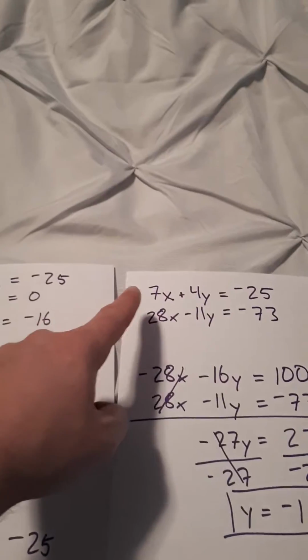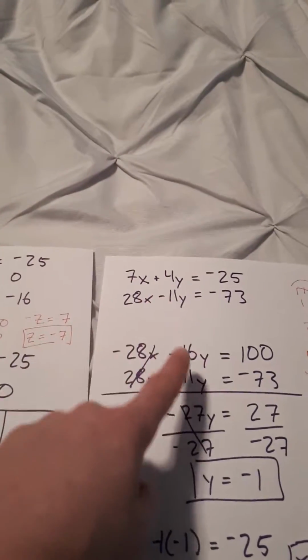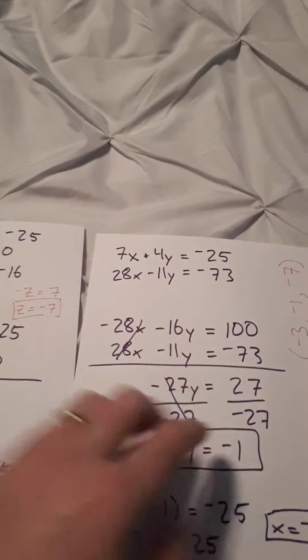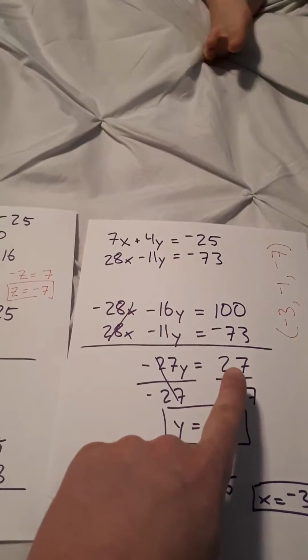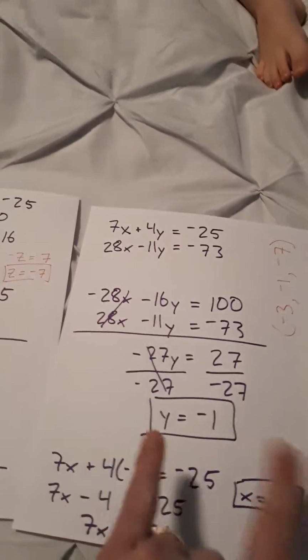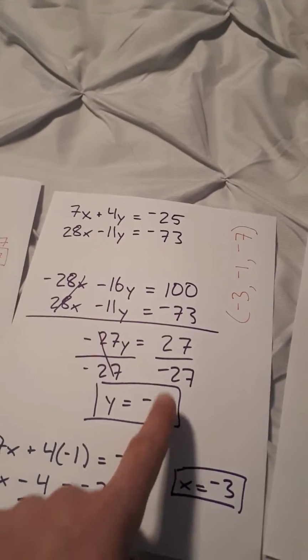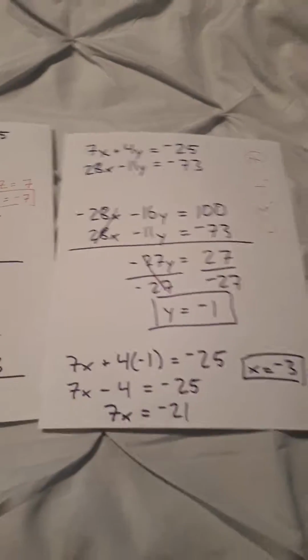I'm going to multiply the top equation by negative 4. That gives me a negative 28x minus 16y equals 100. Add them all up. My x's are gone, and I get negative 27y equal to 27. Dividing both sides by negative 27, so watch your signs, that gives us negative 1. Remember, a positive divided by a negative is always a negative.